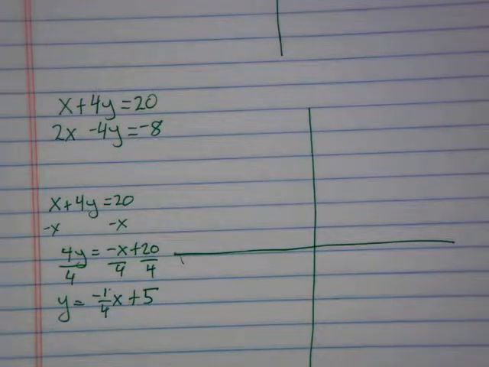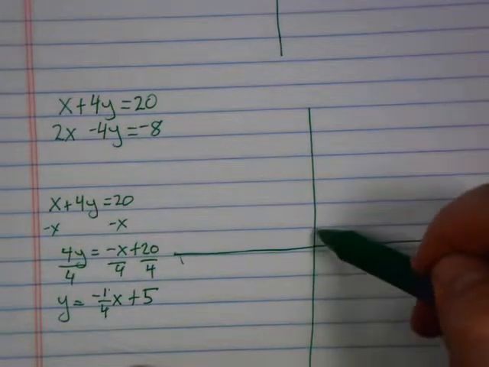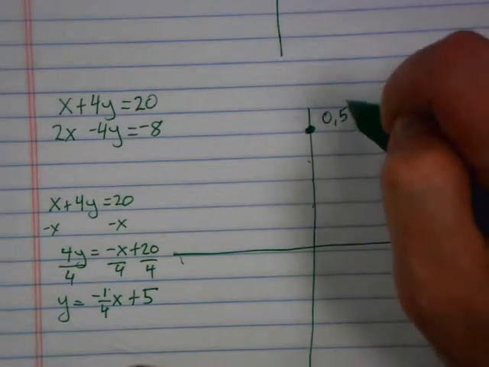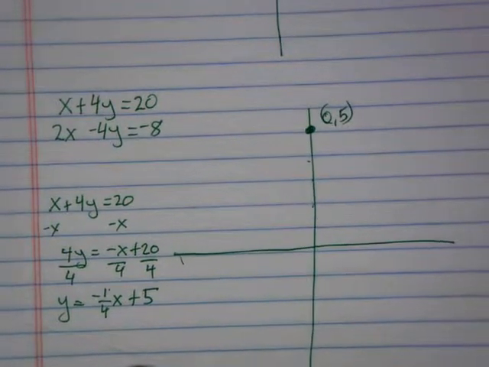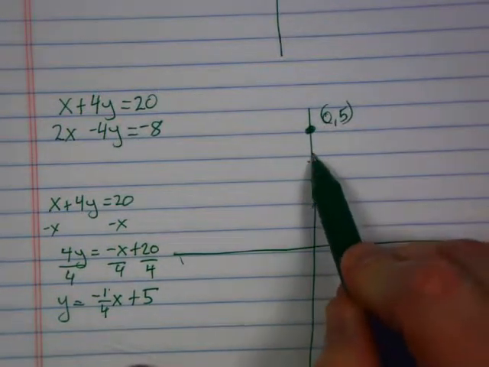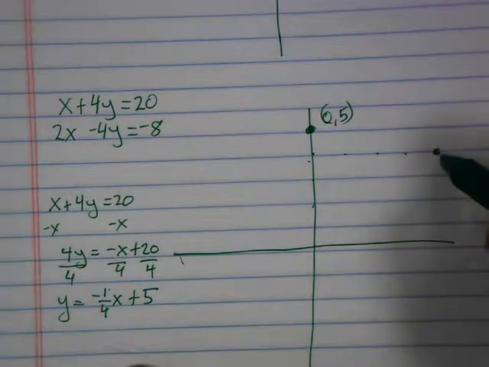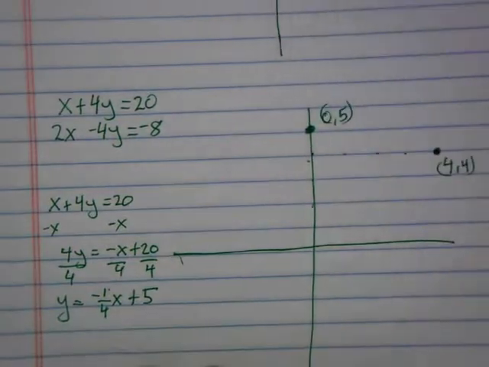So now I graph. My y-intercept is 5, 0, 5, right there. And then my slope tells me to go down 1 over 4. So that's going to be the point 4 comma 4. Use the ruler again.